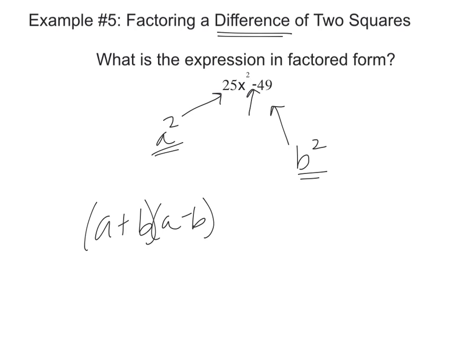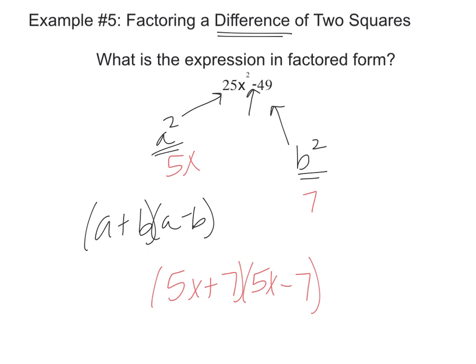So let's check. 25x squared, if I took the square root of that, I'd get 5x. And 49, if I took the square root of that, I'd get 7. So, yes, they are both the difference of two squares. So our final answer will be 5x plus 7 and 5x minus 7.